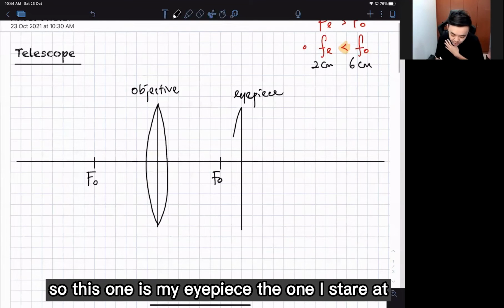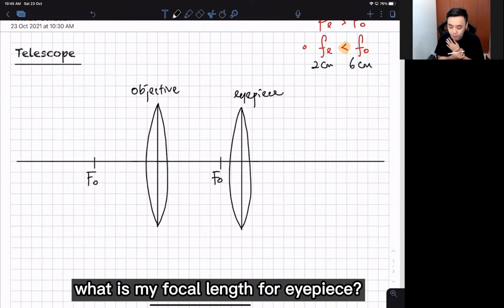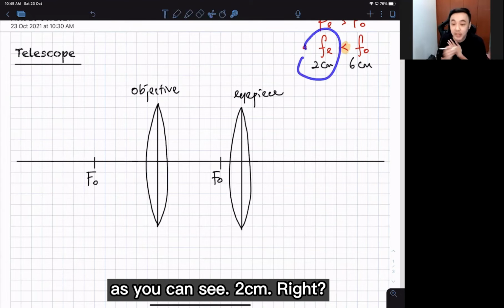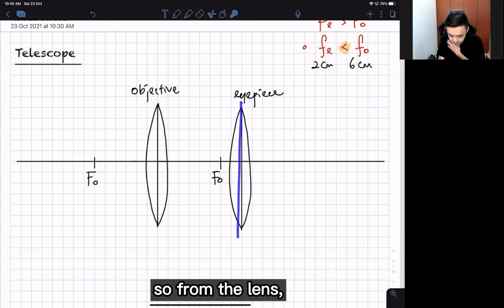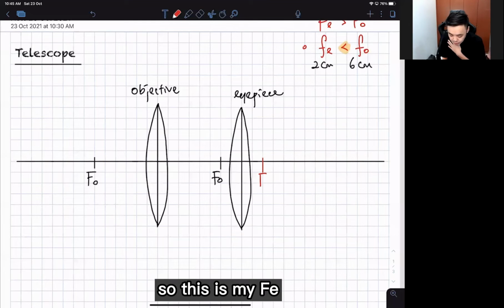So this one is my eyepiece, the one I stare at. Now, what's my focal length? What is my focal length for the eyepiece? As you can see, 2 cm, right? So from the lens, I measure 2 cm to the right side, 1 and 2, I get this. So this is my FE.